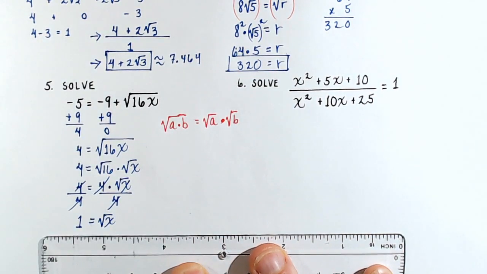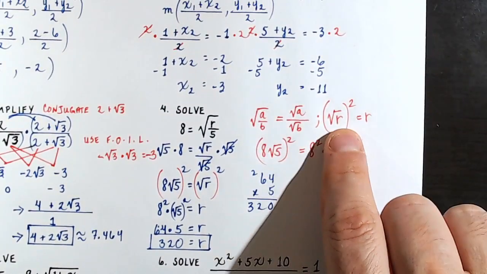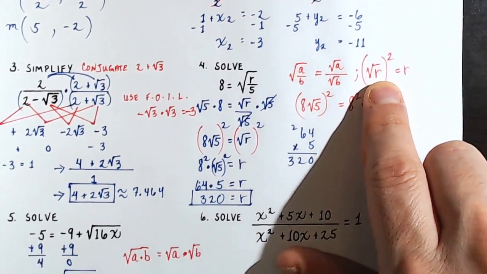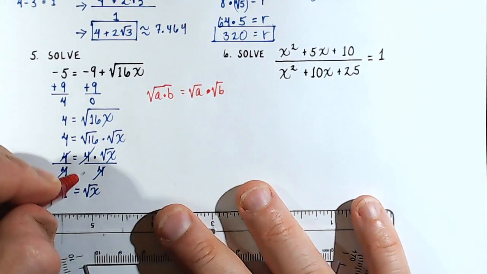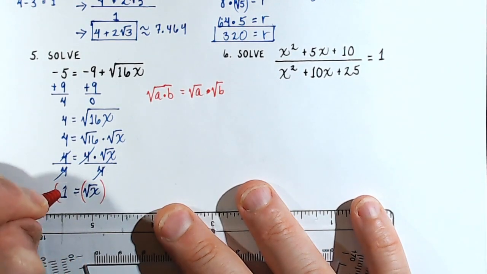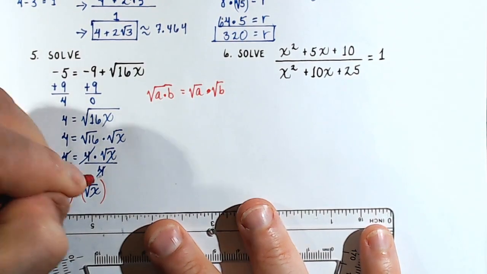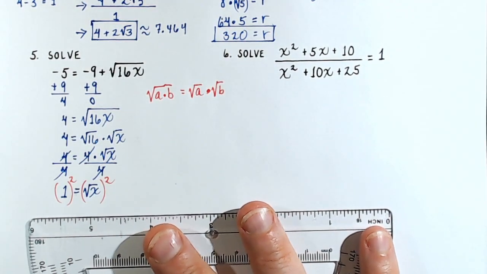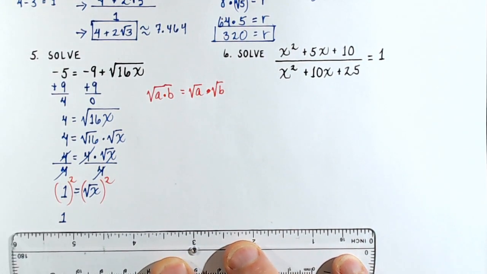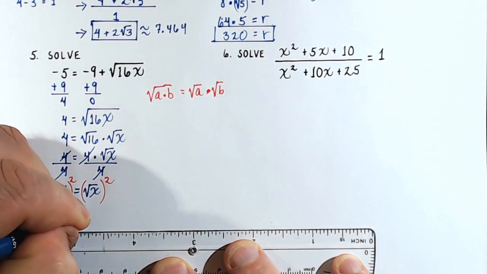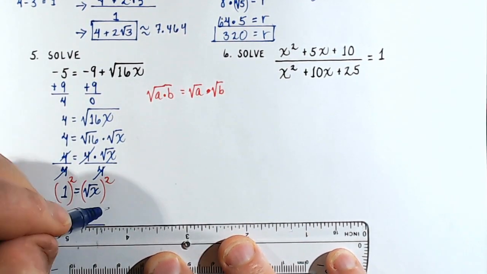And now I'm going to use my trick from up in problem 4. I'm going to square the square root to get rid of it. And what I do to one side, I have to do to the other. So I'm going to square the square root, and I'm also going to square 1. So now I have 1 squared is 1, equals x. And that's it. This whole thing equals 1. Pretty neat.